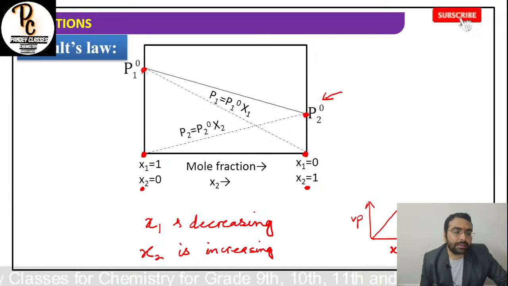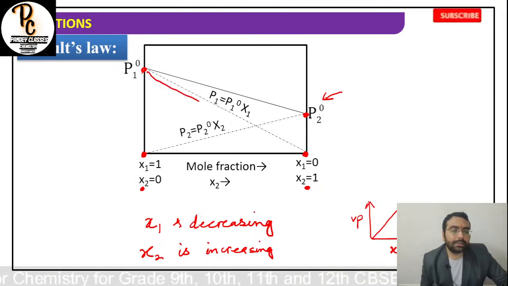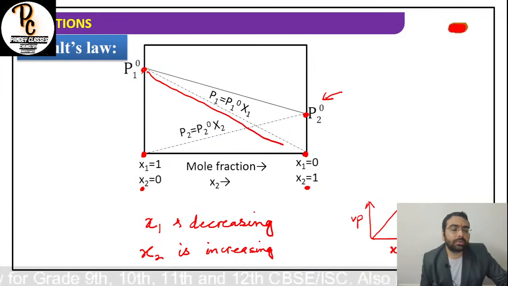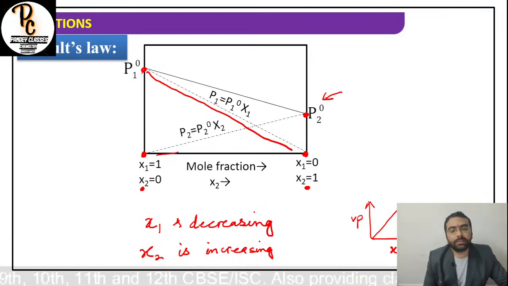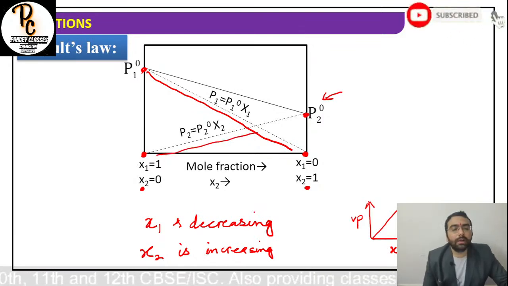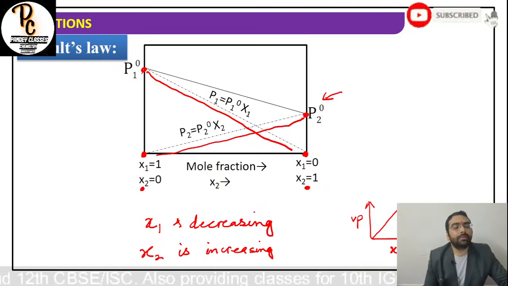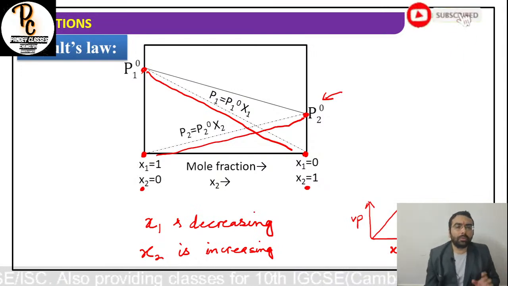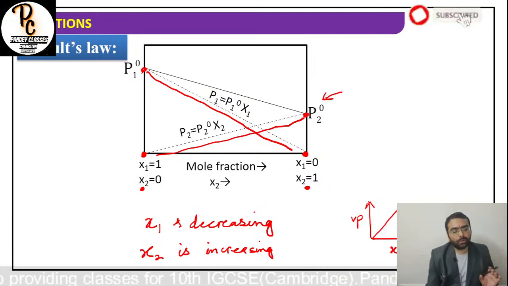So as we can see, as the mole fraction starts decreasing, the partial pressure also starts decreasing. Here as you can see, mole fraction starts increasing for the second component, and vapor pressure also starts increasing for the second component. So this graph is very easy, but most of the time students find it very difficult to understand, although it's easy.